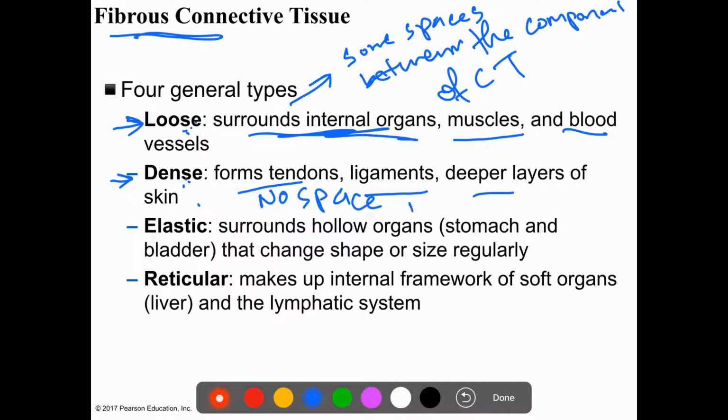They are packed to each other, and we will see some images. So these are the two types. Then also we have elastic connective tissue. This would surround hollow organs.